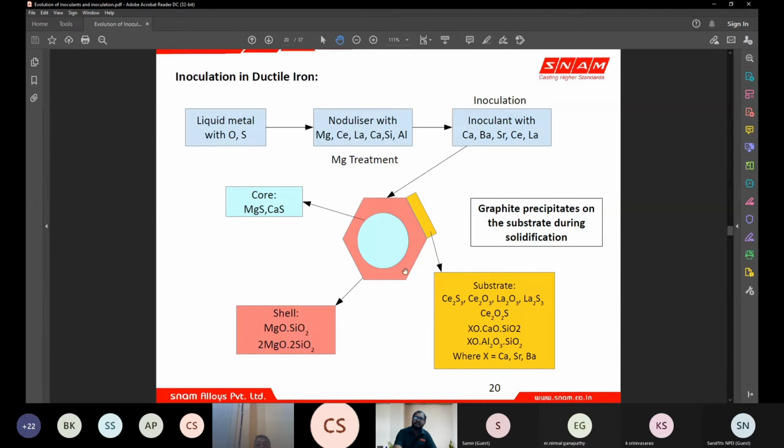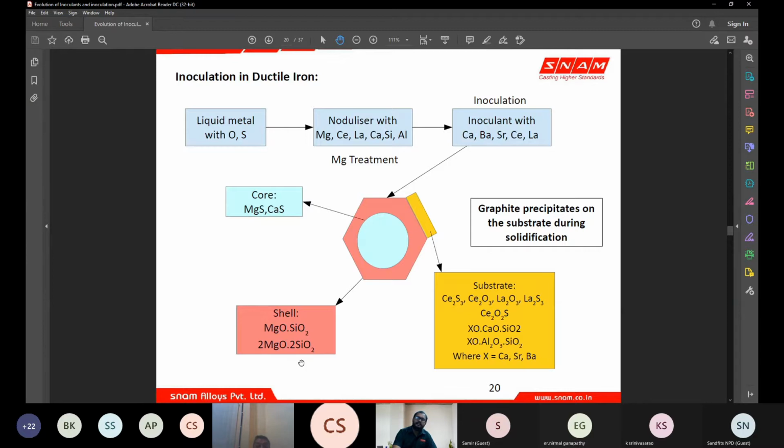What happens in ductile iron is, your nodule generally has a core of magnesium and calcium sulfide, which is formed out of your magnesium treatment. On top of it, you have got a silicate shell. This silicon is provided by your ferrosilicon magnesium alloy, or from your liquid metal which has a base silicon. And then you have a substrate here. This substrate is given by the inoculating elements. We'll go to the next slide and see why you need this substrate.